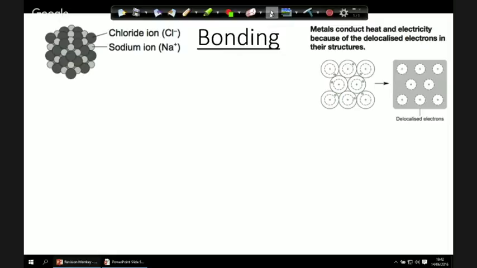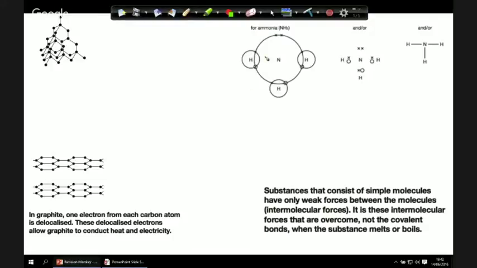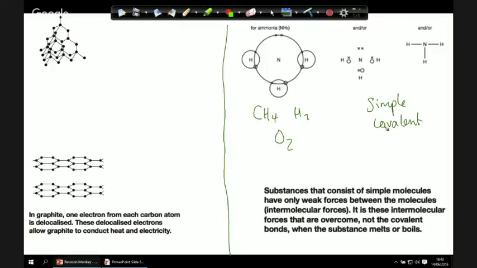Let's now talk about covalent bonding. Now for covalent bonding, we need to be able to draw the outer shell electrons of covalent molecules. For example, this here, NH3 is ammonia. You need to be able to do this for things like methane, CH4, hydrogen, maybe oxygen as well. So these over here are what we call simple covalent molecules. They are simple molecules and they are bonded covalently, which means they are sharing electrons. So hydrogen is sharing an electron with nitrogen, so it's got a full outer shell, and nitrogen similarly is sharing the electrons with hydrogen, so it has a full outer shell. You can see there's one pair sharing here, here, and here.